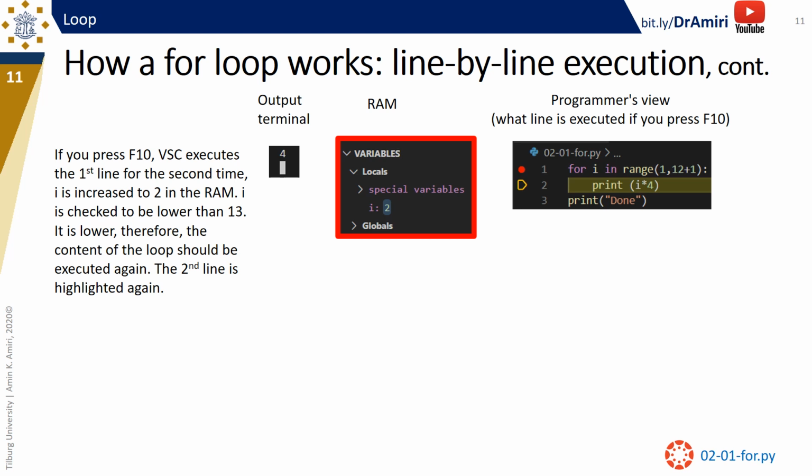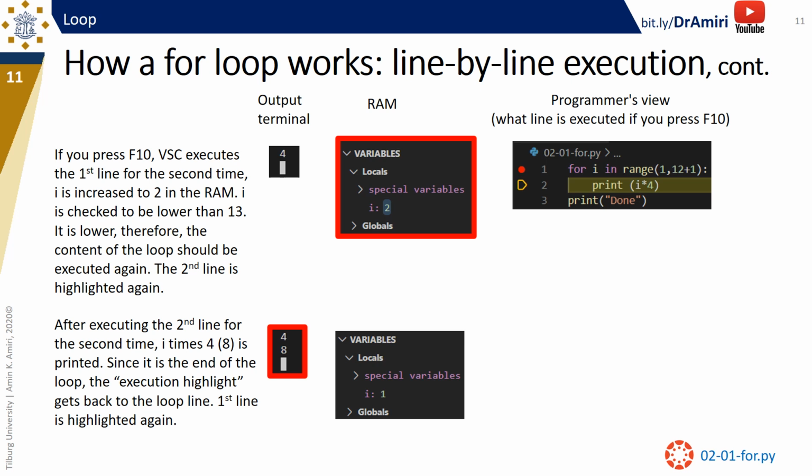That means I is increased to 2 in the RAM. I is checked to be lower than 13. Since it is lower, the content of the loop should be executed again. The second line is highlighted again. If you press F10 again, the second line is executed for the second time. That means 8 is printed, and again the print cursor goes to the next line. As a result of executing the second line, you see that RAM is not changed at all.